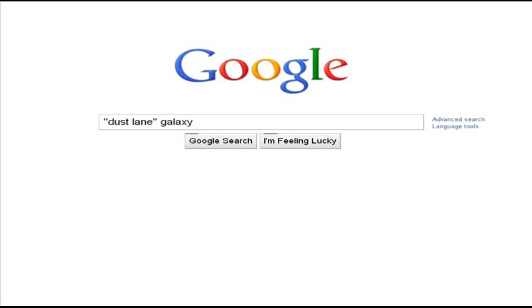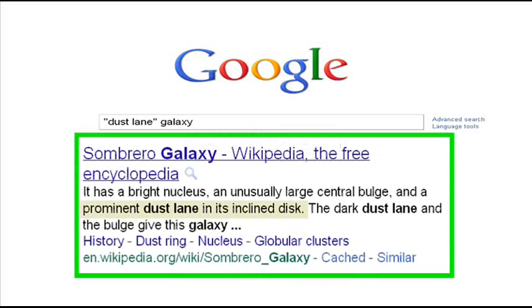I started by Googling dust lane galaxy, and these quotation marks are there to look for this exact phrase. And I found this Wikipedia entry on the Sombrero galaxy, which did contain the term dust lane in the same meaning. So this confirmed that dust lane was indeed a term in English.